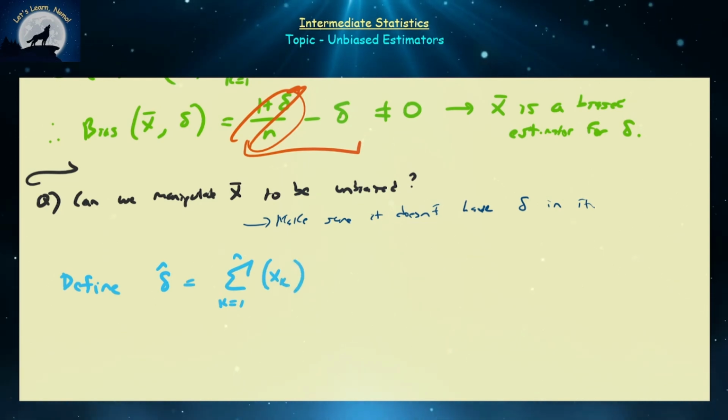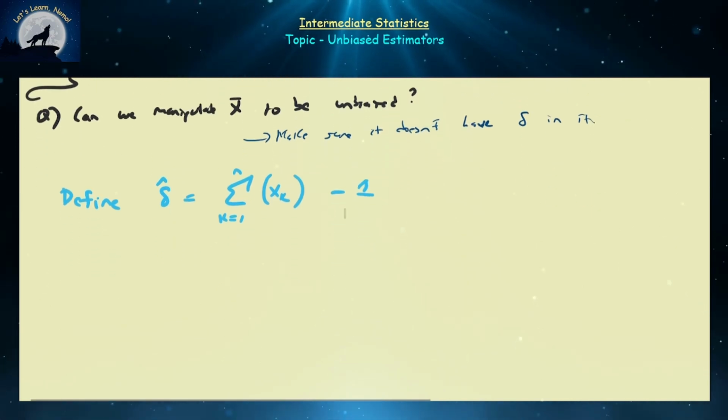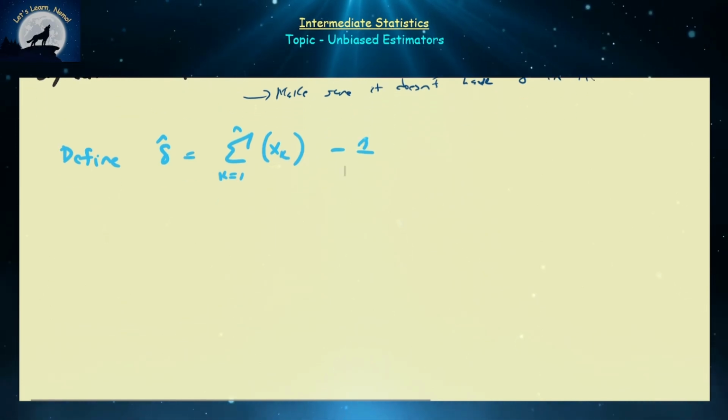So you take your sample values, you add them all up, and once you do that, subtract by 1. My claim is that delta hat is an unbiased estimator for delta. So take all your observations and subtract by 1 after you add them, and it has no bias associated to it. So let's do a quick proof. Maybe you even want to try this on your own. So let's see what we get.